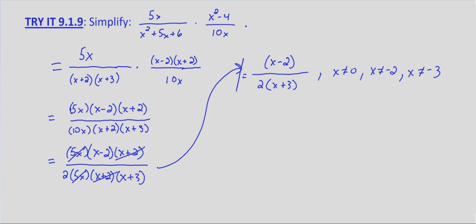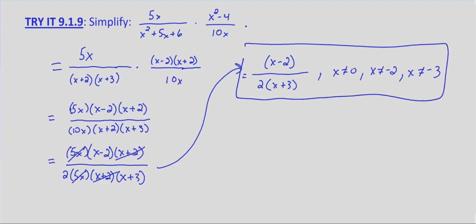And there is the product of our original rational expressions that we were given. 5x over x squared plus 5x plus 6 times x squared minus 4 over 10x equals x minus 2 over 2 times x plus 3. And we got there by factoring the numerators and denominators of each, multiplying the numerators, multiplying the denominators, which gave us our second row here, and then canceling like terms, or canceling common factors in the numerator and denominator.